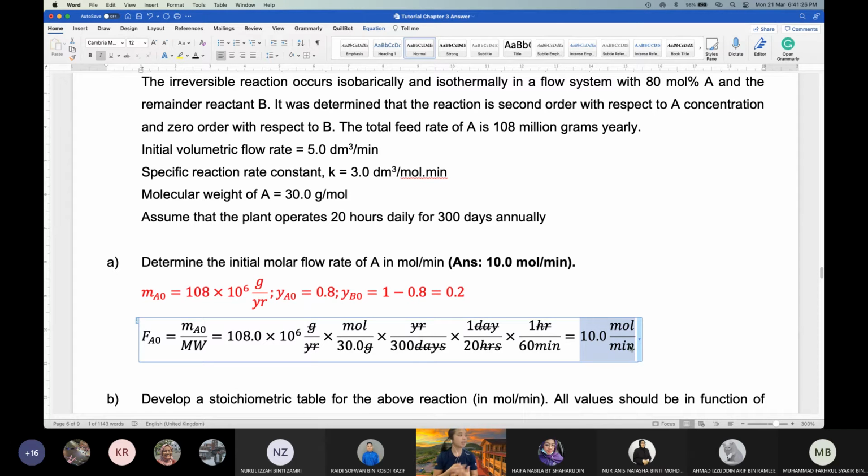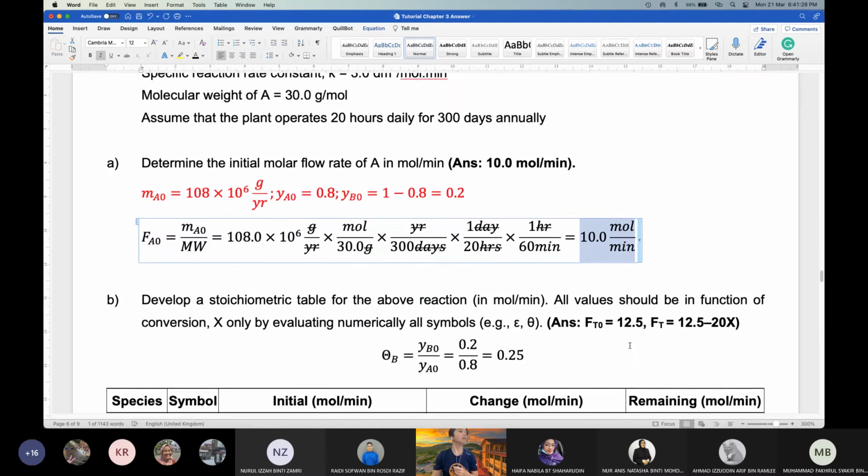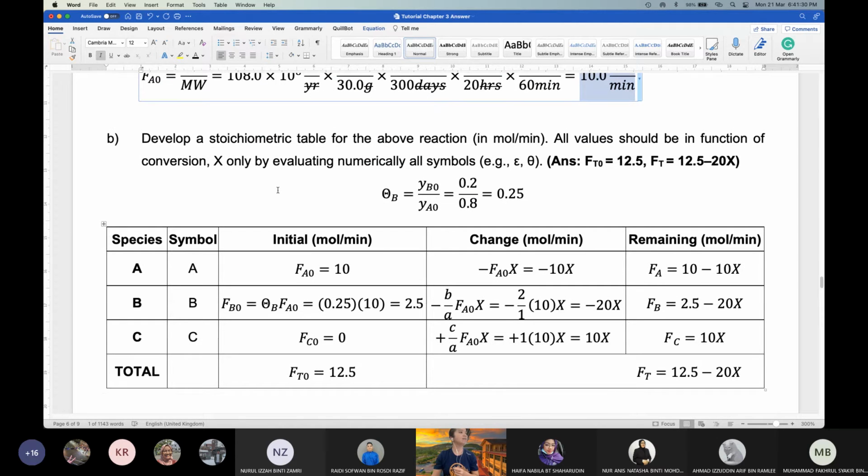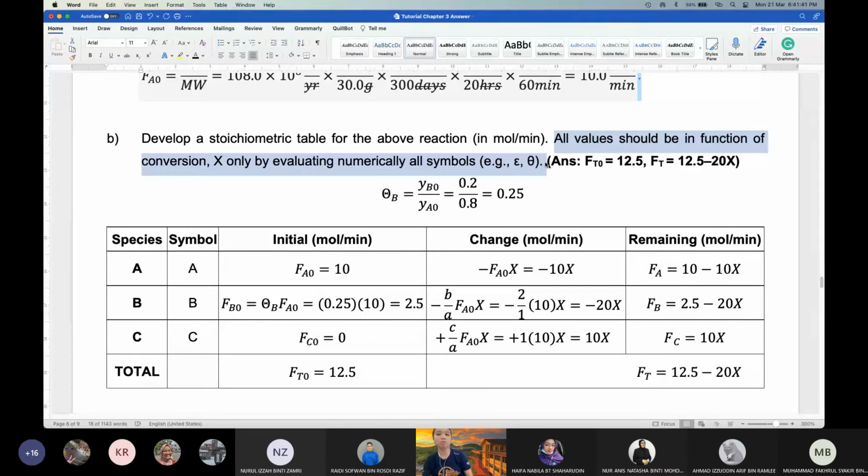Nak cari FA0. Okay. Now, second question dia kata, develop a stoichiometric table for above reaction in mole per minute. All values should be in a function of conversion only but evaluating numerically all other symbol. So since part A dah cari FA0, part B disuruh kita buat table. Okay, buat je lah balik table tu. Tapi again, X tak diberi. So the rest are in numbers. The X is left as it is.